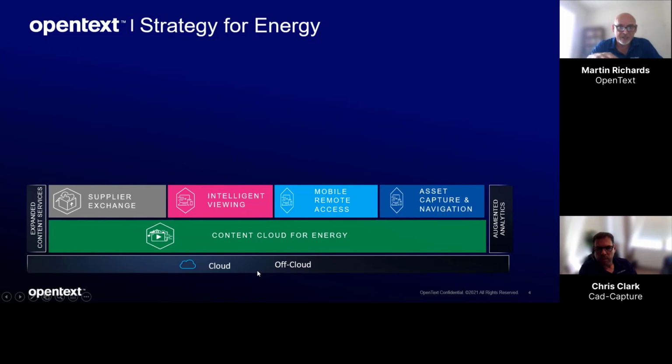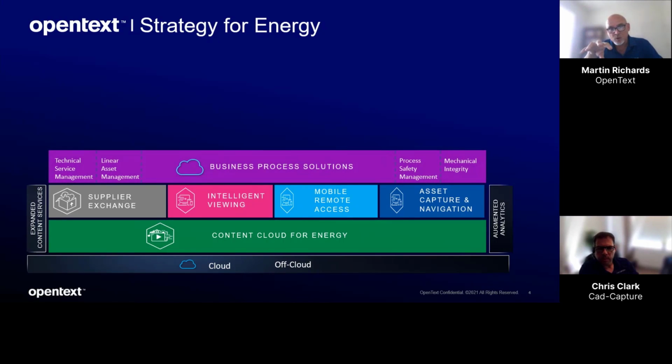So things like supplier exchange to enable you to share information with your suppliers. Things like intelligent viewing, which you probably know as Brava, to be able to view some of the key engineering and technical content, the ability to view information remotely through mobile devices. And importantly, what we're going to talk about today is the ability to actually unlock some of that data that's in content, capture that, and then use that information to allow us to better navigate asset structures. So that's some of the core pieces.